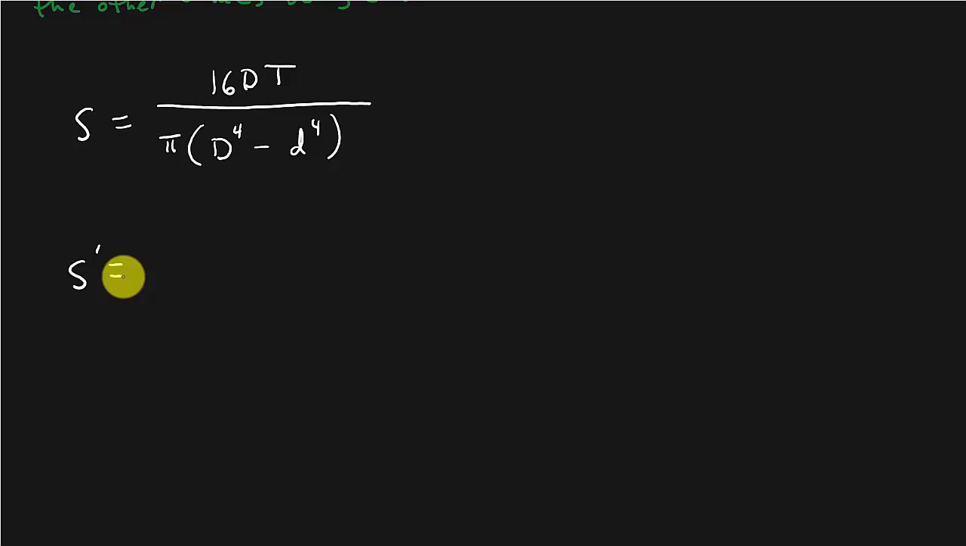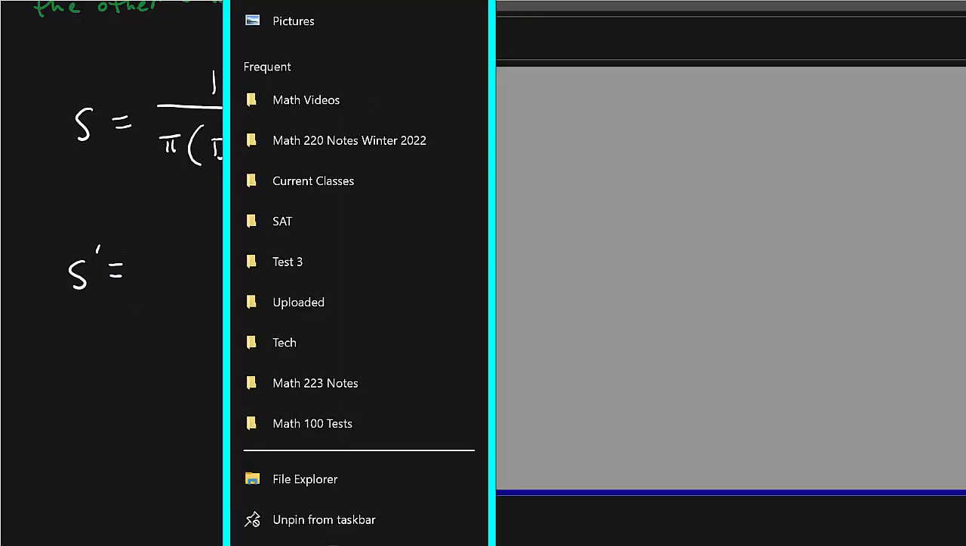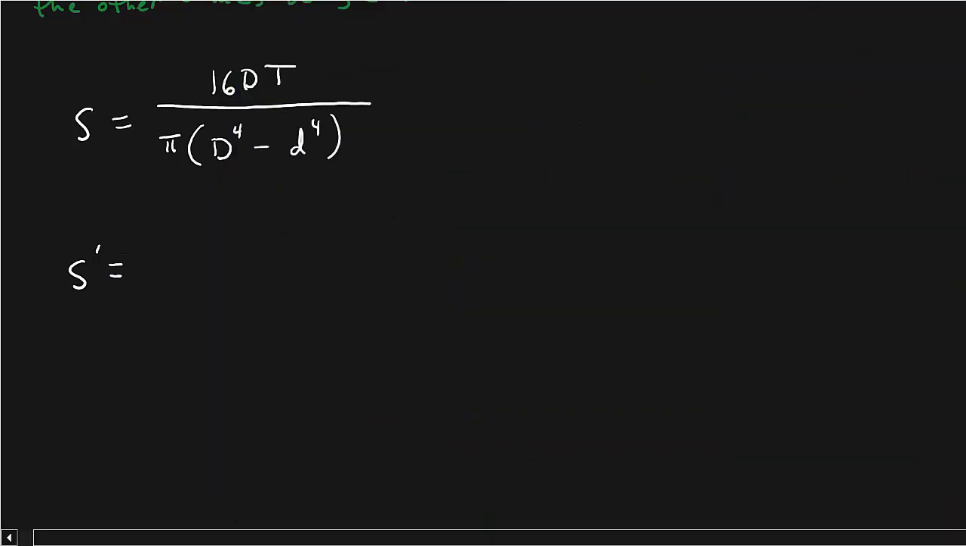All right, so remember, it's the derivative of the numerator. Okay, so what's the derivative of the numerator? That's going to be 16t.